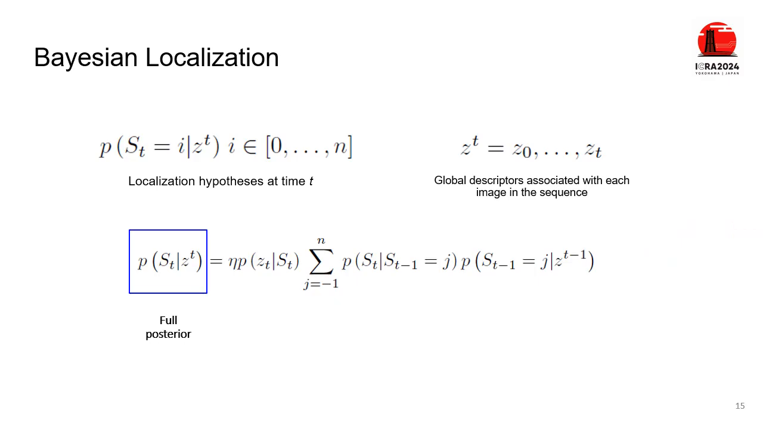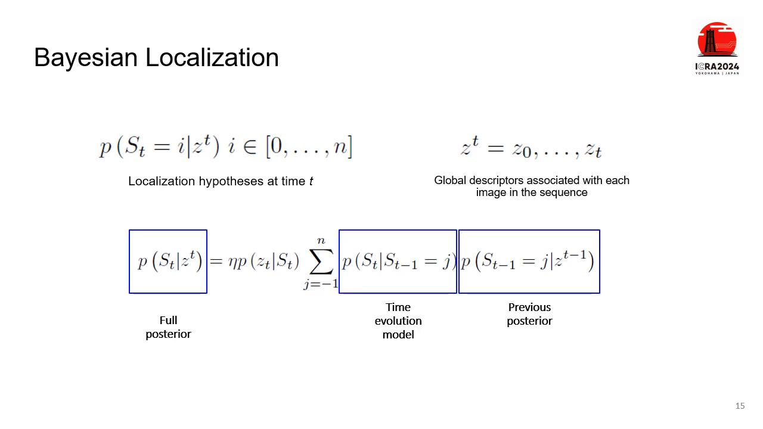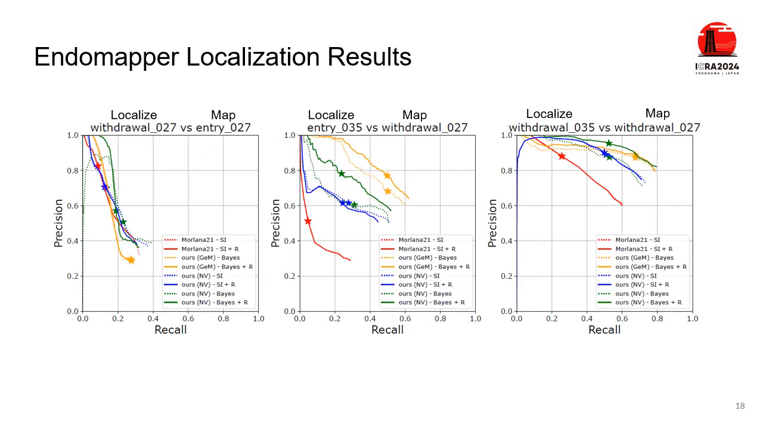As mentioned, we use a classical Bayesian filtering approach. Colonoscopy priors are encoded in the time evolution model, while the likelihood is obtained by comparing global descriptors. We evaluate our approach in the ColonMapper dataset, showing the benefits of our trained models and the Bayesian localization. We evaluate in the 3 cases displayed.